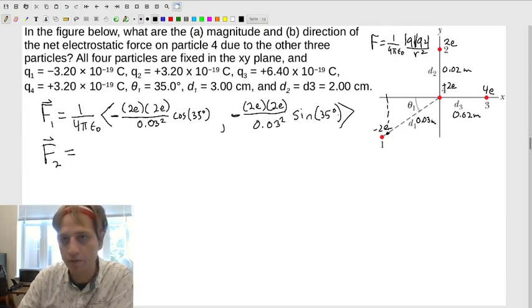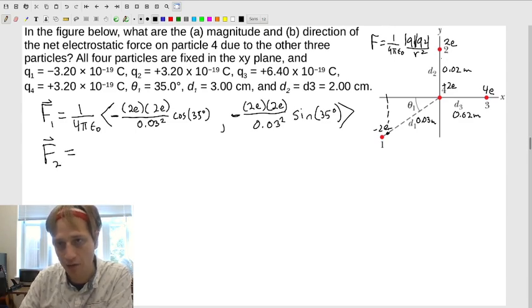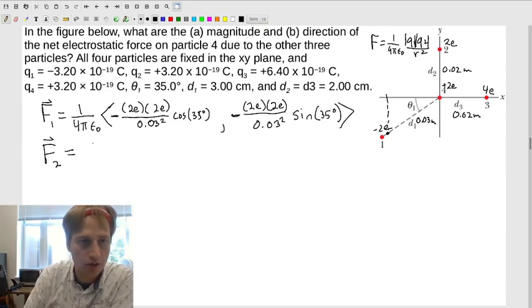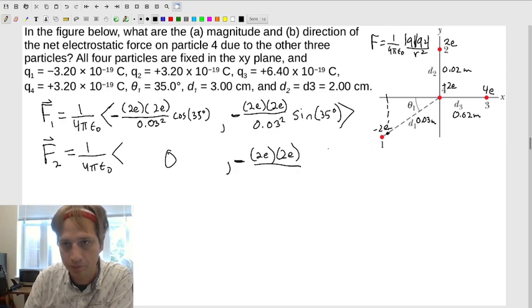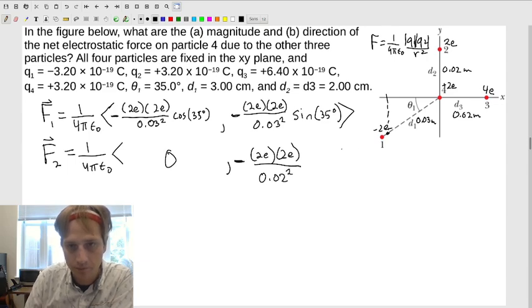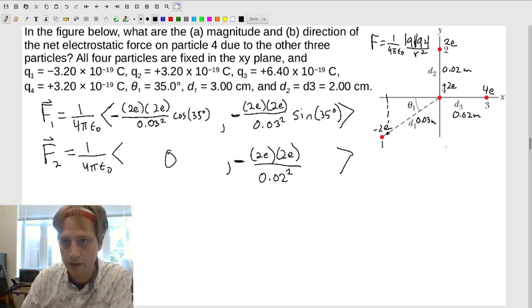Now, what is the force of F2? F2 is going to be pushing down because these are both positive, so it's going to be pushing in this minus y direction. So again, it's going to be 1 over 4 pi epsilon naught times, in the x direction, the force is 0 because it's not pulling in the x direction, it's just pushing in the y direction. So this is 0, comma, and it's going to be minus, that's giving me the direction, 2e times 2e over, what's the distance? 0.02 meters squared. And this is all in the y direction, so I'm not going to do my cosine sine stuff.